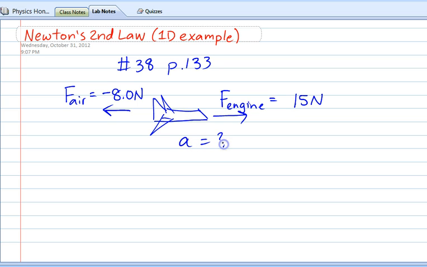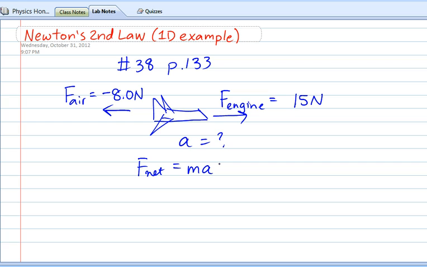You may not recognize it as such, but I'm actually doing the four-step problem solving method. First step, draw a picture, identify the knowns, identify the unknown. In this case, it's acceleration. Second step, find the right equation: F net equals mass times acceleration.